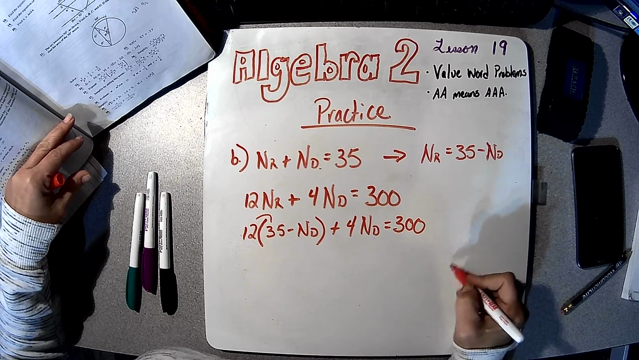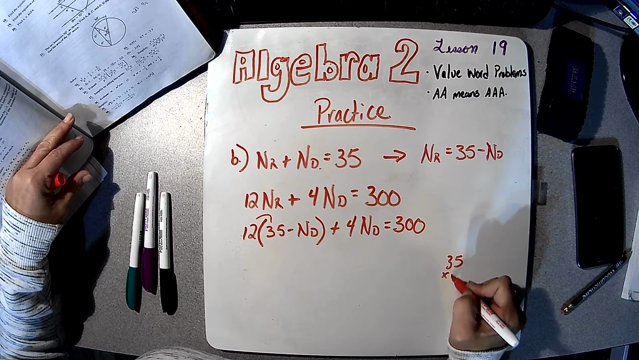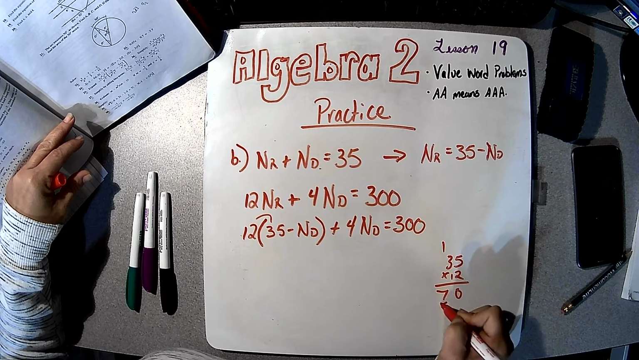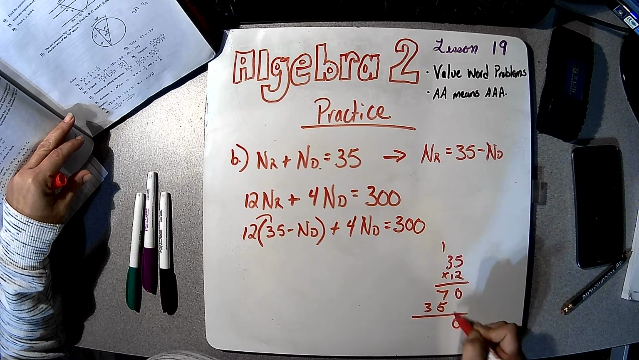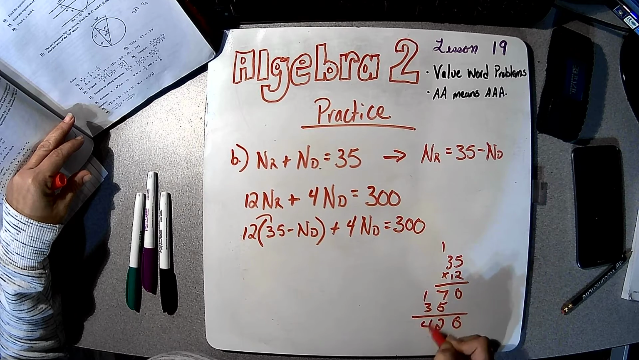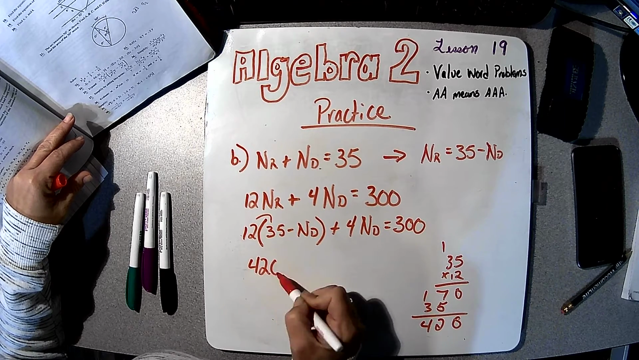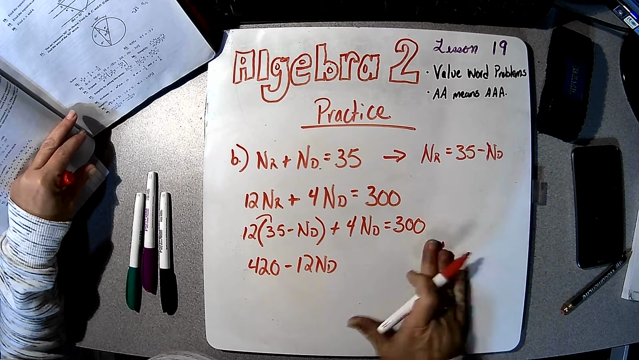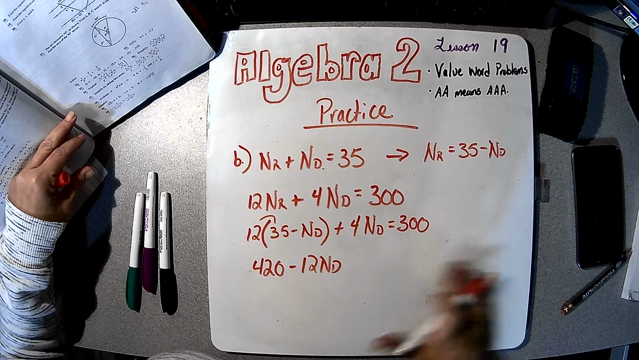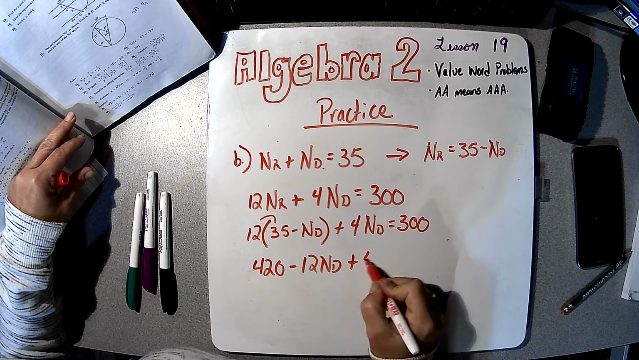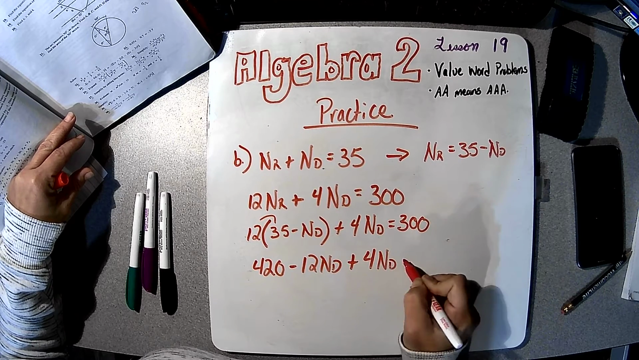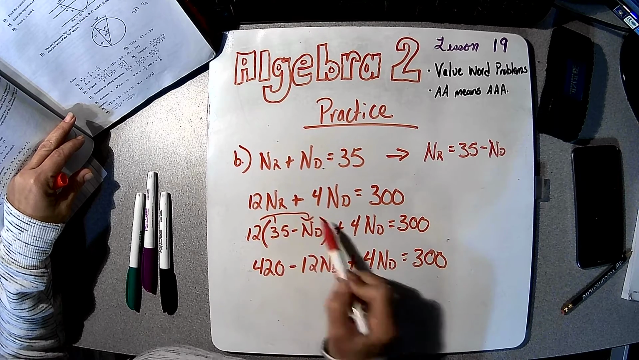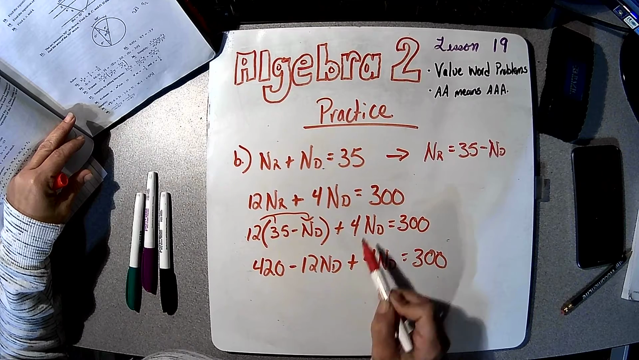Now I'm going to multiply, so 35 times 12: 2 times 5 is 10, 2 times 3 is 6, 7, 5, 3, add, 420, minus 12 times the number of daffodils, plus 4 times the number of daffodils equals 300. Let me double check, make sure I did everything. That was 420. That was 12 times the number of daffodils, 4.